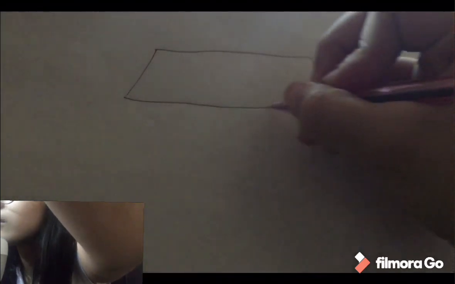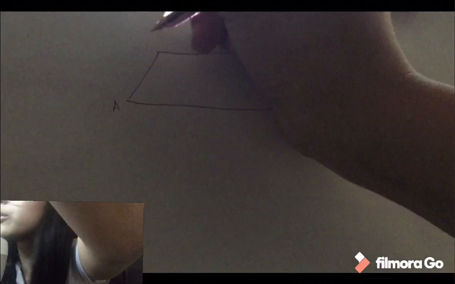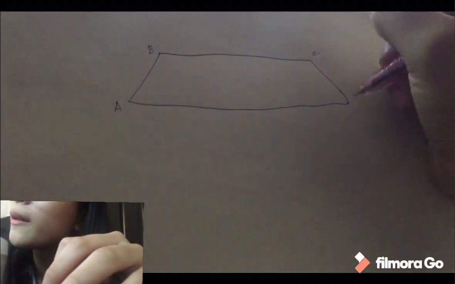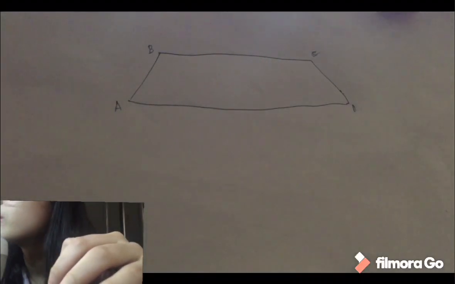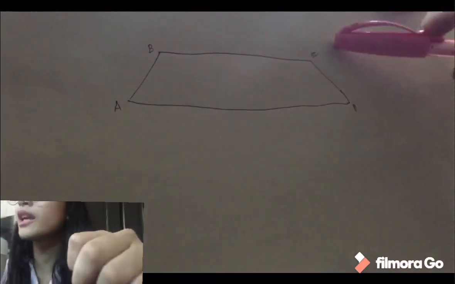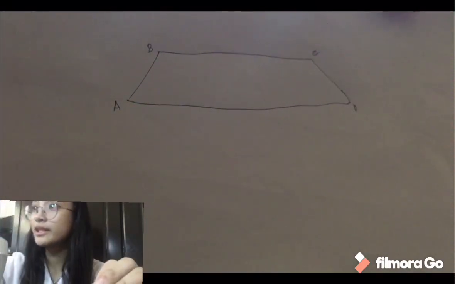So for today's video, we're going to solve isosceles problems. I mean trapezoids. So I'm gonna draw a figure here. Sorry about my drawing, I'm not good at drawings. So let us just say that this is A, B, C, and then D.